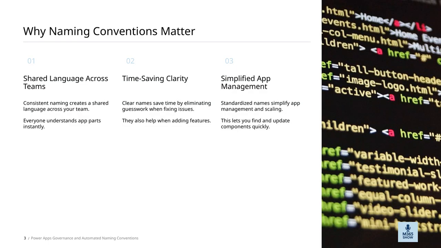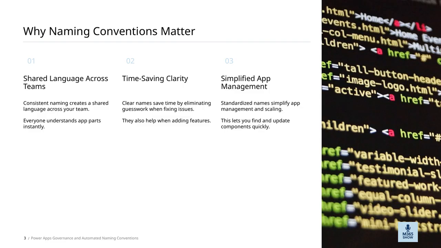Let's talk about why naming conventions really matter in Power Apps governance. When we use standardized names, it makes managing and scaling our apps much easier. Think of it like having a clear labeling system. This helps us find and update components quickly without wasting time searching around. Clear names also save us time when fixing issues because there's no guesswork involved. Plus, if we want to add new features later on, well-organized names make that process smoother and quicker.